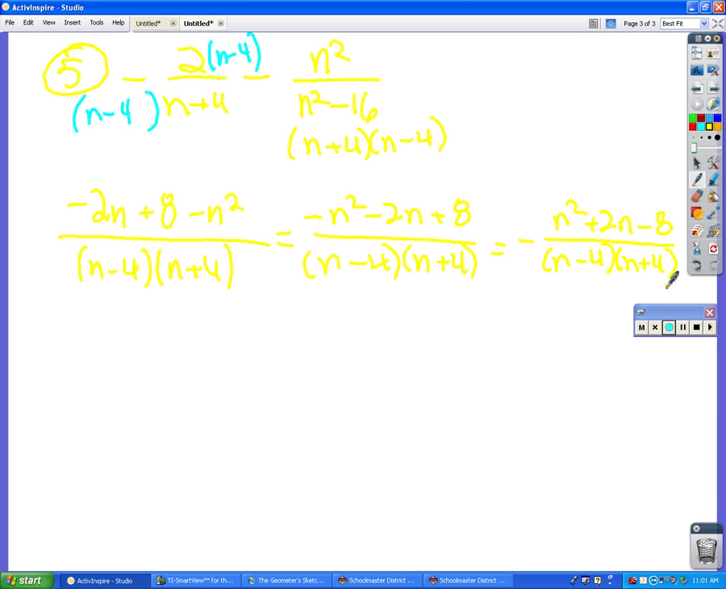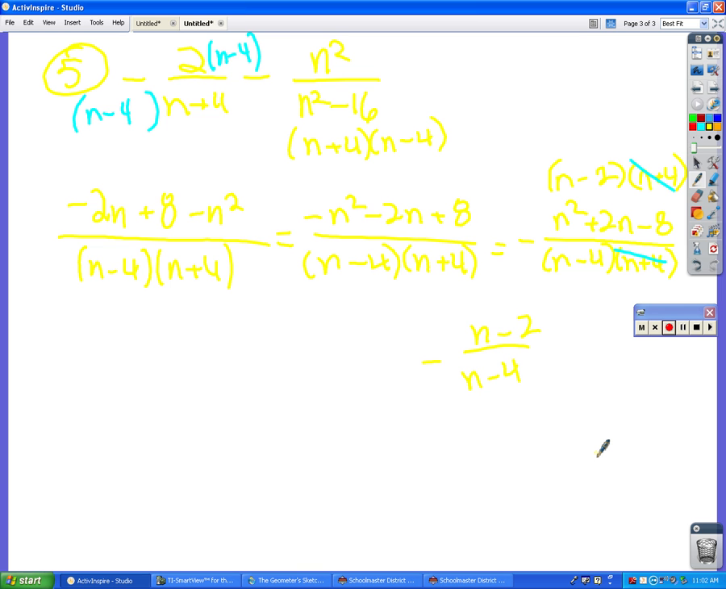What does this factor into? n minus 4, n minus 2, n plus 4, right? Okay, and then that means that the n plus 4s do in fact cancel, so it's a good thing we did that. So my final answer is n minus 2 over n minus 4.